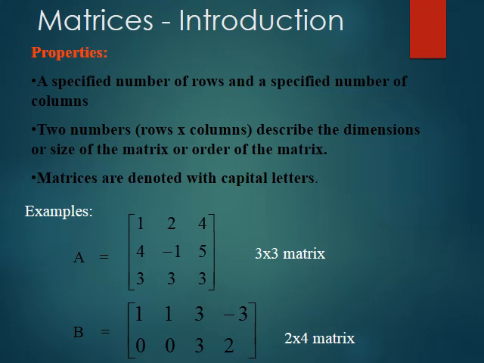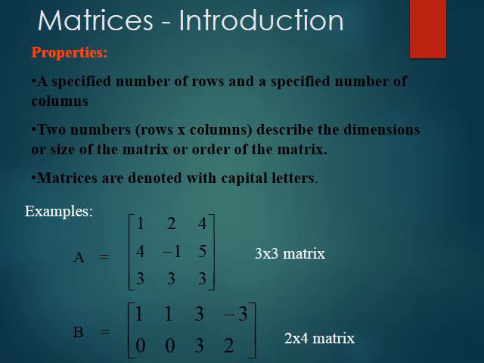So we will discuss the properties of the matrix. A matrix has a specified number of rows and a specified number of columns. Second property, the two numbers rows multiplied by columns describe the dimensions or size of the matrix or order of the matrix. And third is matrices are denoted with capital letters. For example, we are considering matrix A.